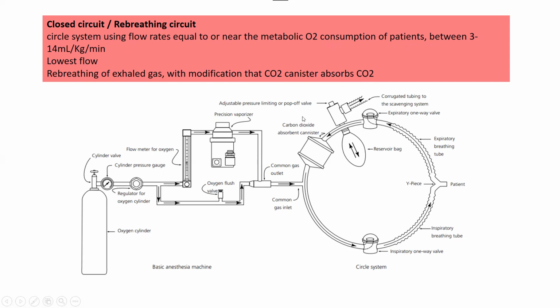So what they are saying is that this is a kind of circuit in which the patient will inhale the gas, then exhale into the same circuit, but before inhaling the same exhaled gas, the carbon dioxide from the exhaled gas will be absorbed in this canister. So the main difference between rebreathing and non-rebreathing systems is this absorbent canister; in a rebreathing circuit you are going to have this carbon dioxide absorbent canister.